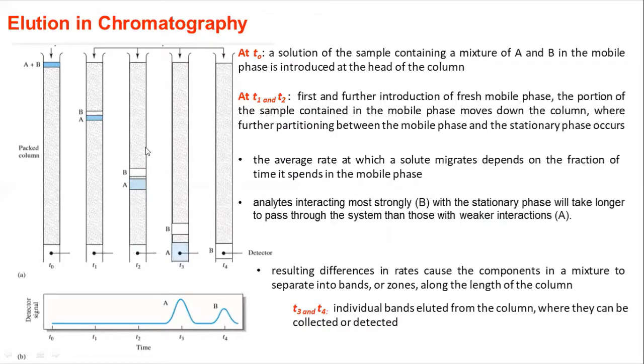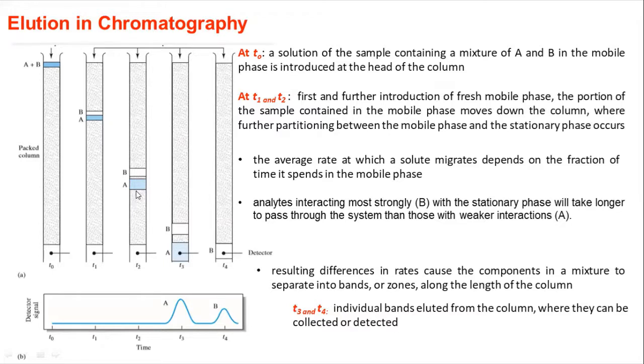So niadto na siya sa ubos. So we're further partitioning between the mobile phase and the stationary phase occurs. So the average rate at which the solute migrates depends on the fraction of time it spends in the mobile phase. Analytes interacting most strongly, which is B, so ga-interact siya more sa stationary phase, will take longer to pass through the system than those with weaker interaction of the stationary phase, which is compound A.